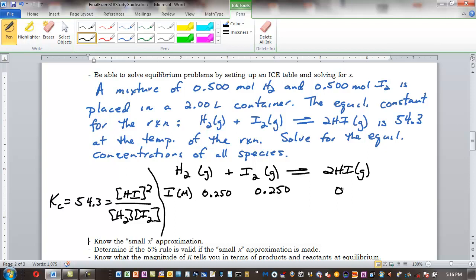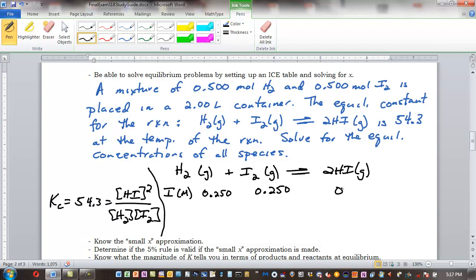Is this system at equilibrium? Why not? Why is this system not at equilibrium? Well, you could look at it as too much reactant. I would look at it as we don't have any product. At equilibrium, we're going to have reactant and product present. The equilibrium might lie to one side or the other, but we're going to have both present. So if you see a 0, right away you can say, oh, we're not at equilibrium.